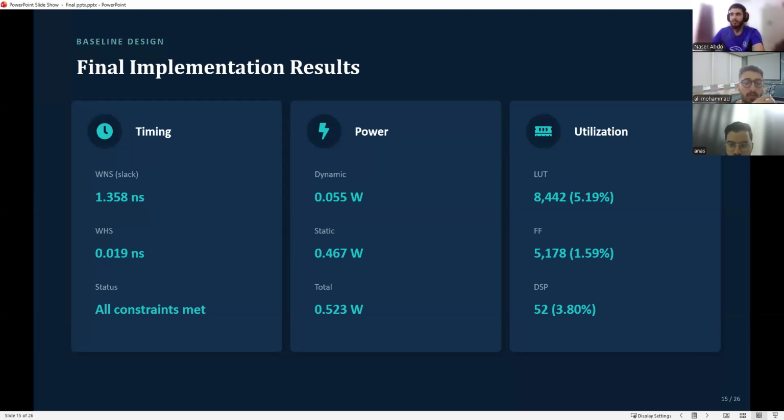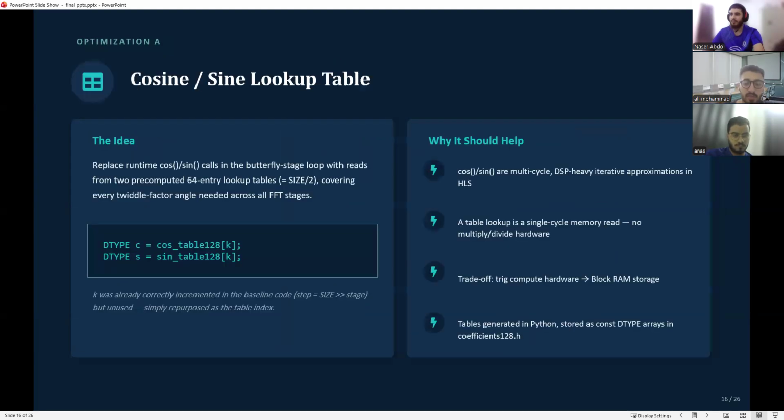So as you can see here, we have our final implementation results. All timing constraints were successfully met. The total power consumption was about 0.523 watts, including both dynamic and static power. The FPGA utilization was also relatively low, using only a small percentage of LUTs, flip-flops, and DSP blocks. So overall, the baseline implementation was successful, as you can see. Next, please.